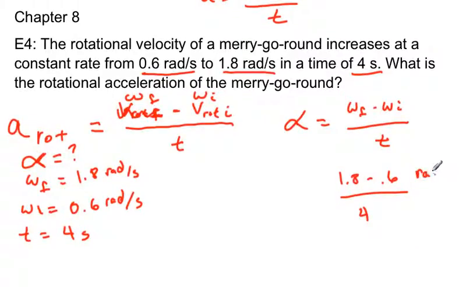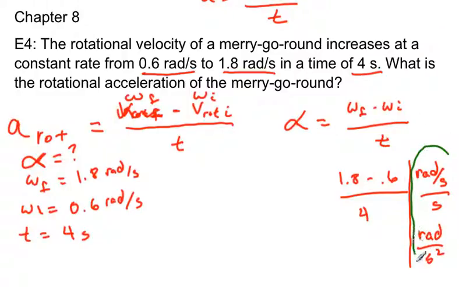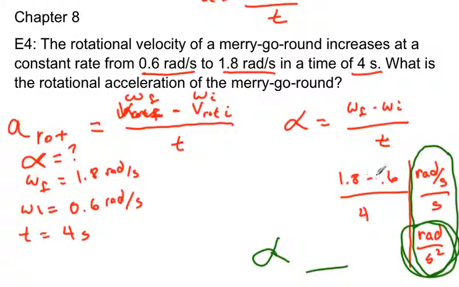This is radian per second divided by seconds. I'm just looking at the units right now. So our final unit would be rad per second squared. This is the unit you want. So your alpha will equal whatever number that is from doing your math, with a unit of rad per second squared.